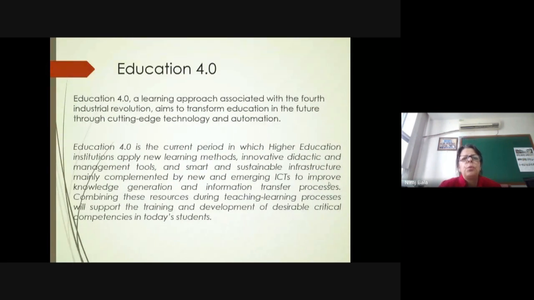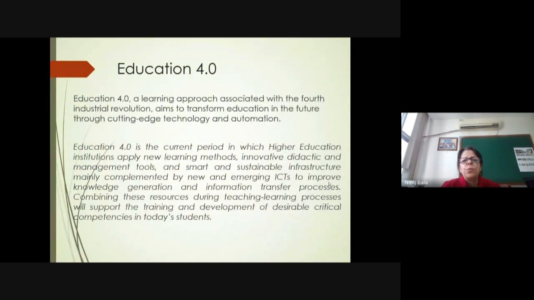Education 4.0 is a learning approach associated with the fourth industrial revolution. I will tell you what this fourth industrial revolution is. It aims to transform education in the future through cutting edge technology and through automation.